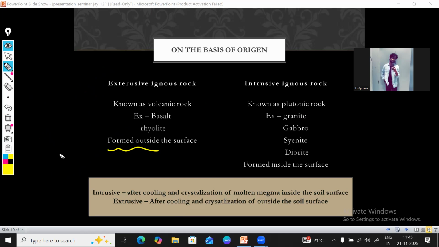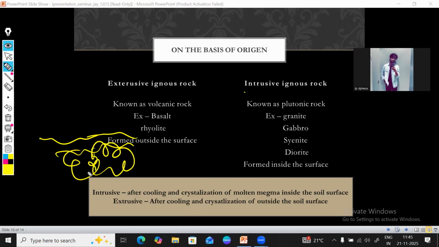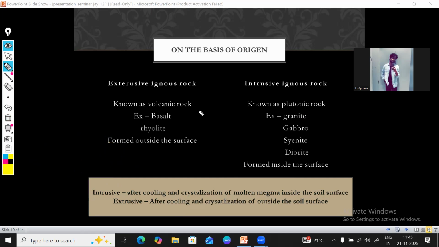Formed outside the surface: when the molten magma goes outside, breaks the surface and gets cooled down outside the soil surface, that is known as extrusive igneous rock. What about the intrusive igneous rock? When the molten magma remains inside the soil surface and gets cooled down with time and deposits inside the soil surface, the new igneous rock that is formed is known as intrusive igneous rock. It is formed inside the soil surface. Another important name of intrusive igneous rock is plutonic rock, also the same intrusive rock. All right.